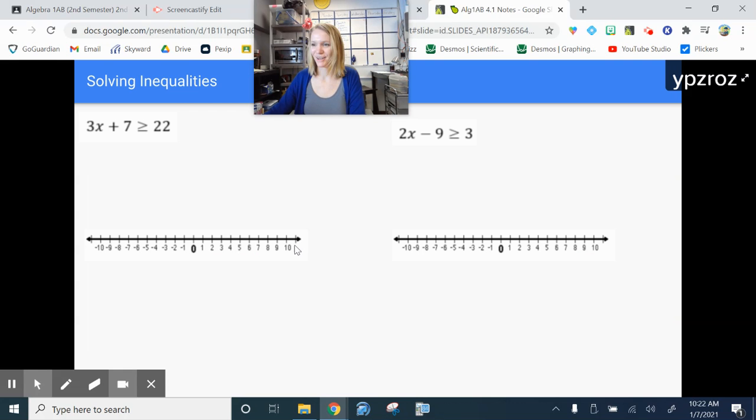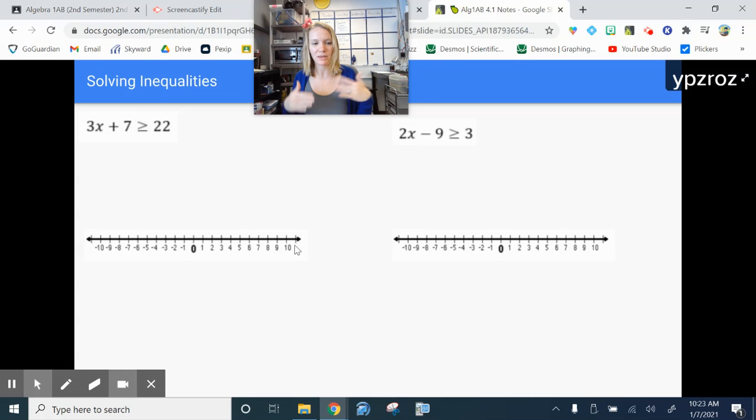Good. Okay, so I have some inequalities, and here's the really cool part. This is the part where I was like, I need the animation to work. So these are some inequalities. We're going to start with 3x plus 7 greater than or equal to 22, and we need to solve this. We solve inequalities the exact same way we solve equations. You still are undoing your steps.